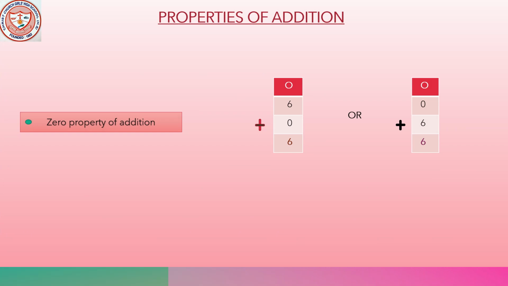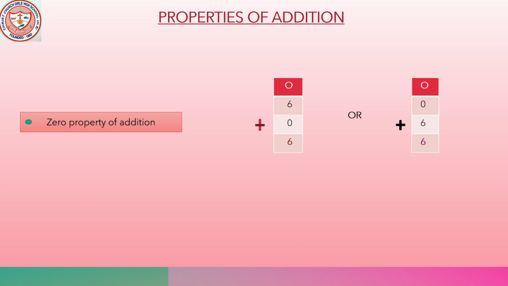You can see that. If we add 6 to 0, we get the sum 6. And even if we add 0 to 6, we get the sum 6. So, thus, when 0 is added to any number or any number is added to 0, the sum is the number itself.